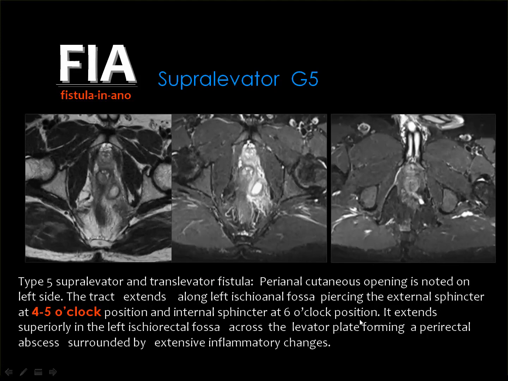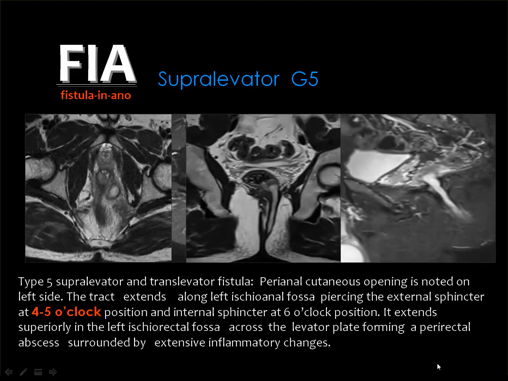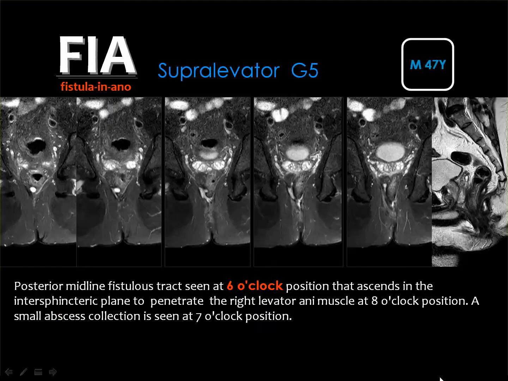Then here you have a fistulous opening almost at 4 or 5 o'clock, and this fistula has crossed the internal and external sphincter, resulting in a collection in the left ischial fossa surrounded by extensive inflammatory reaction. And here you see the fistula tract along its whole course, and you can measure the length of the fistula tract in the coronal images or even sometimes in the sagittal images.